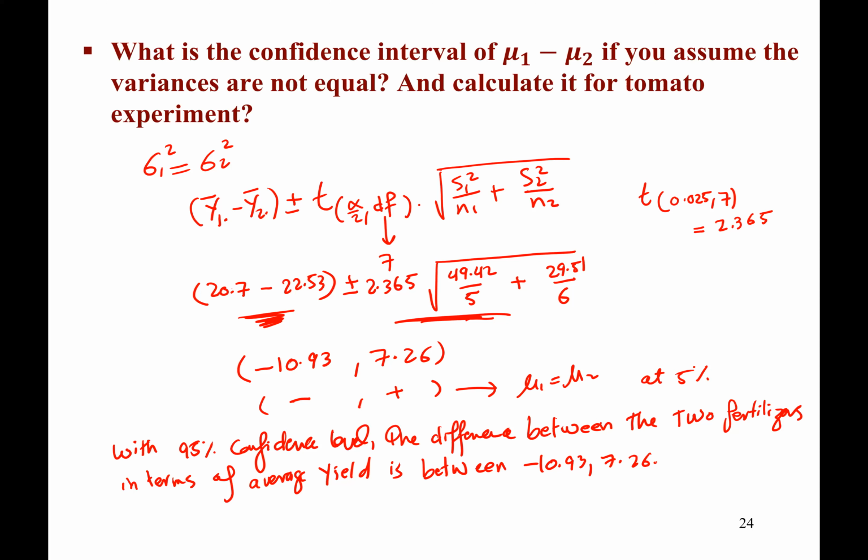With 95% confidence level, the difference between the two population means, the two treatment means, the two fertilizers means, mu1 minus mu2, that difference is between negative 10.93 and 7.26 with confidence level 95. Any question?